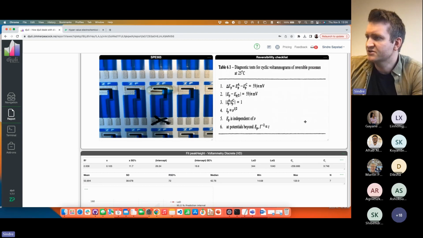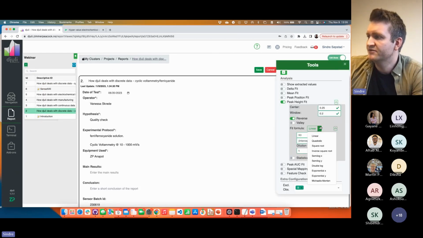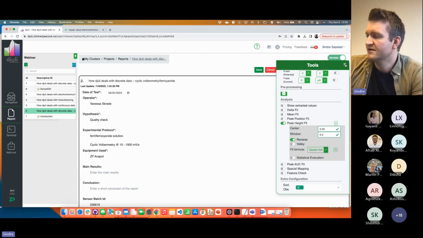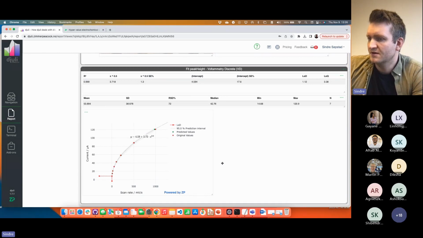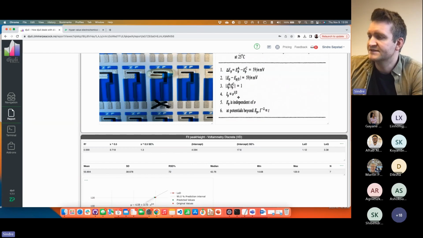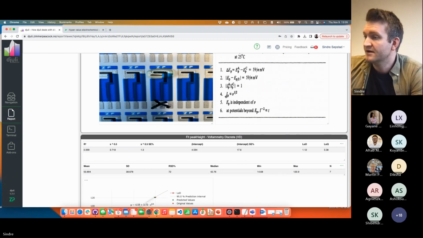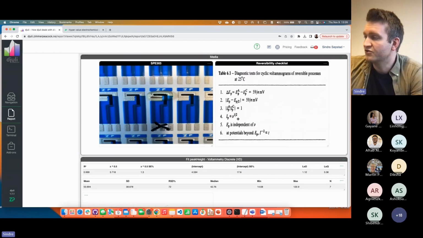Now the condition for this was actually the square root of the scan rate. So let's go ahead and change our regression method to a square root to see if we can get a better fit. And there you go. That's actually quite a lot better fit. We have an R² of 0.999, which tells us that the square root of the scan rate being proportional to the height of this peak has a pretty good correlation.